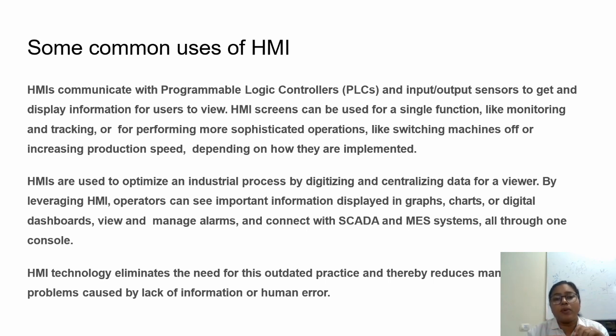HMIs are used to optimize an industrial process by digitizing and centralizing data for a viewer. By leveraging HMI, operators can see important information displayed in graphs, charts, or digital dashboards, view and manage alarms, and connect with SCADA and MES systems all through one console.